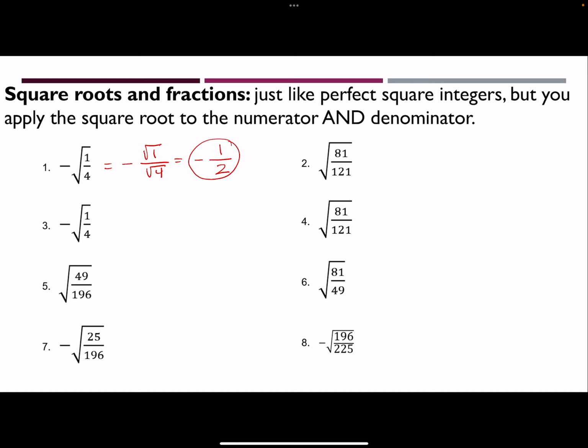So I'll do number 2 with you as well, slowly. The square root of 81 over 121. So I can rewrite this as the square root of 81 over the square root of 121. And the square root of 81 is 9, and the square root of 121 is 11. So that's going to simplify to 9 over 11.